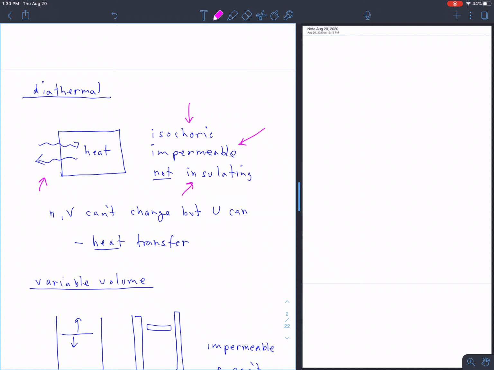And that means that in this case, the variables that are sort of natural are the mole numbers and the volume, but the energy can change now. Heat is a form of energy, so the energy is not fixed anymore.